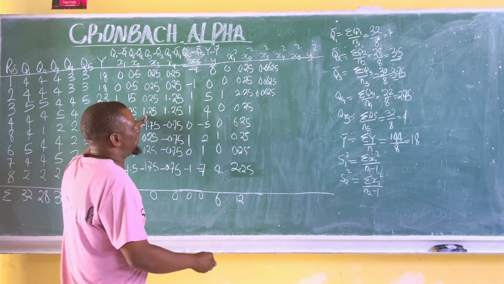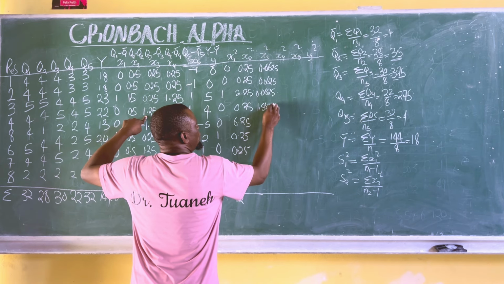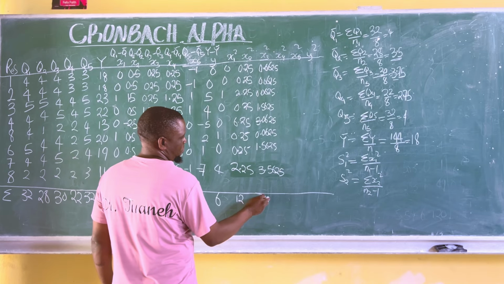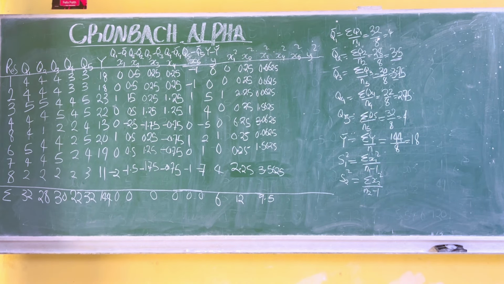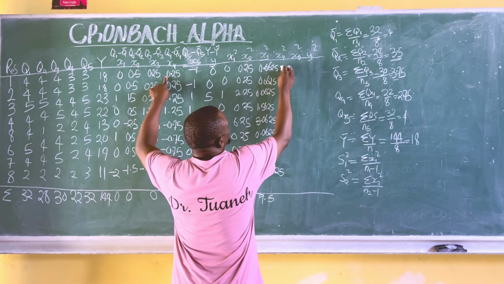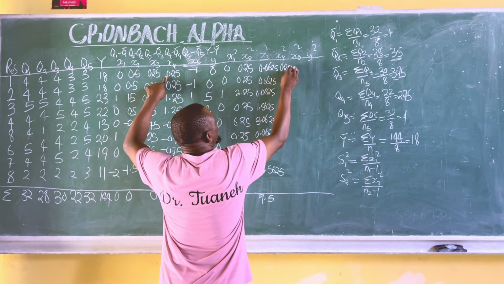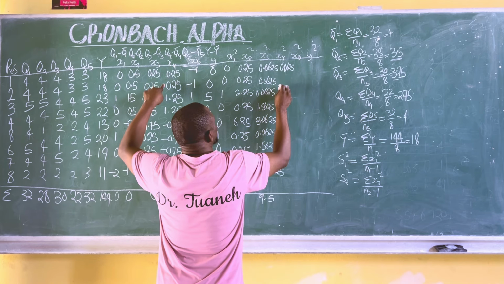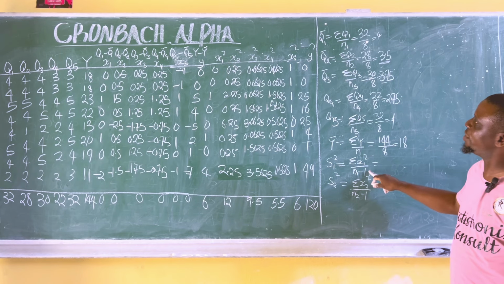0.065. 1.25 square, 1.5625. So if we sum that, 9.5. Okay. So then for 4, this is also x4 square will be 0.2, 0.0625. So to compute the variance of the first item, the summation of x1 square all over n1 minus 1.